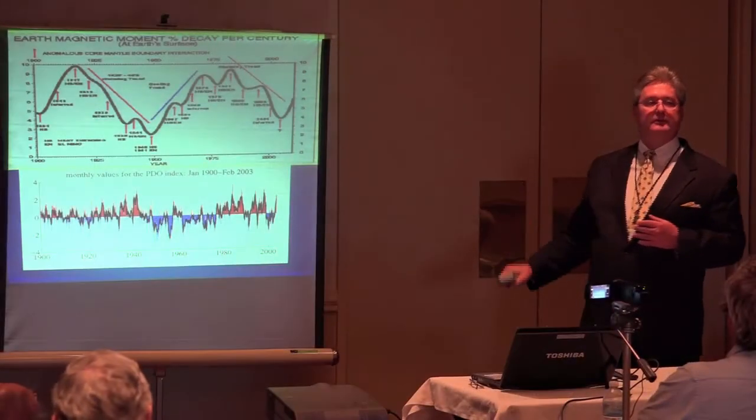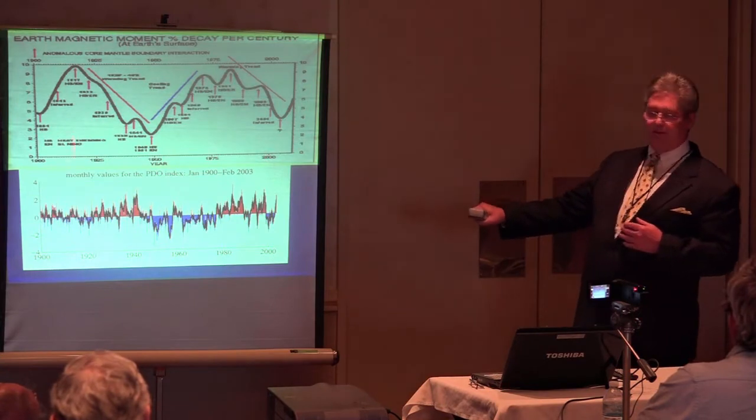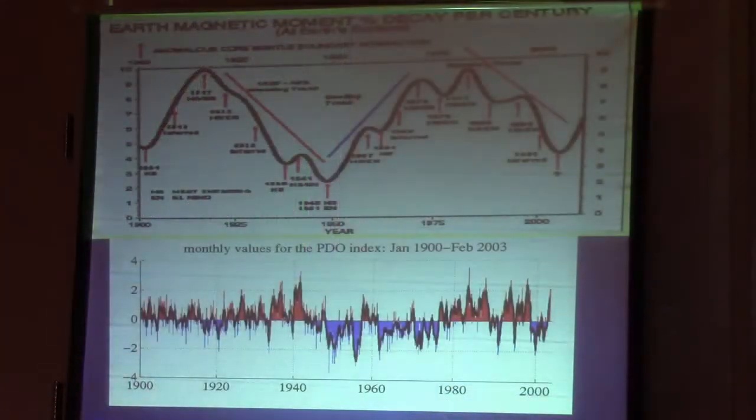What's the time scale or context? That's 1900, 2000, so it's a little over a century. All right, and I've underlain the Pacific Decadal Oscillation temperature index for this. I kind of lined them up. So there's 1900, that's the beginning of that past century, and then there's 2000.